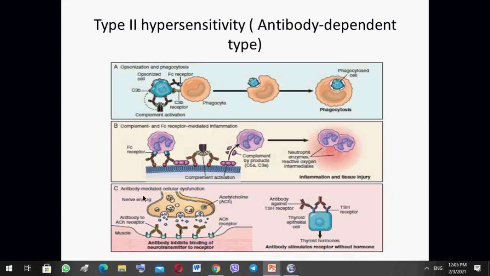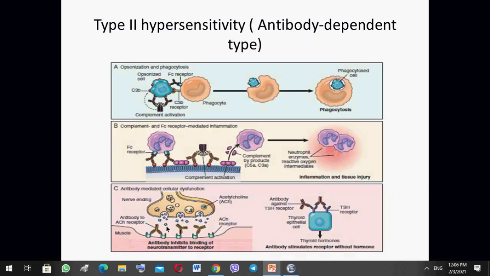The third mechanism by which these antibodies can cause type 2 hypersensitivity reaction is by antibody-mediated cellular dysfunction. And what do we mean by antibody-mediated cellular dysfunction? We mean by that these antibodies can either block certain receptors or activate certain receptors. How? All of you know that the neuromuscular junction, in which the nerve gives impulse to the muscle in order to contract, is done usually by the presence of acetylcholine.